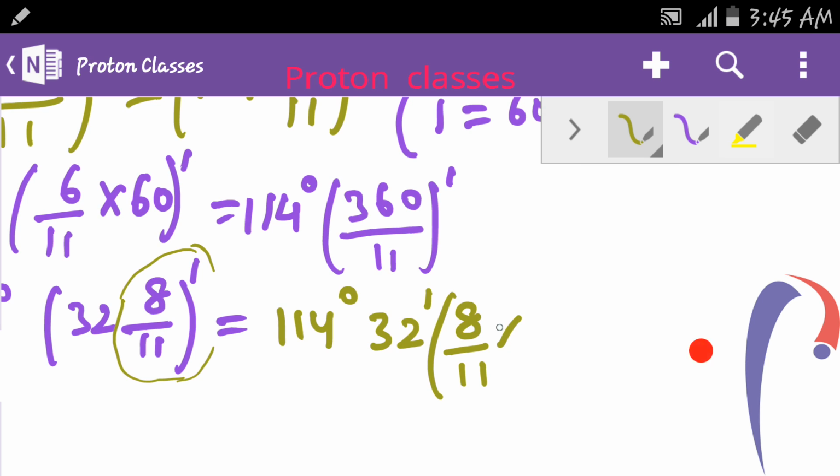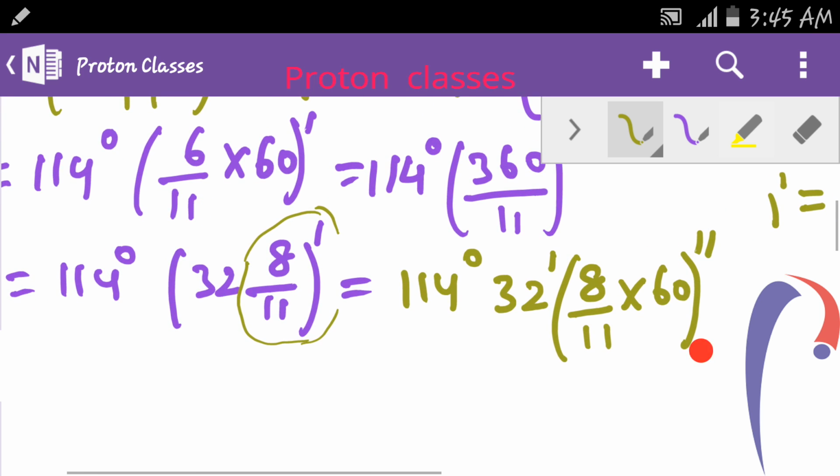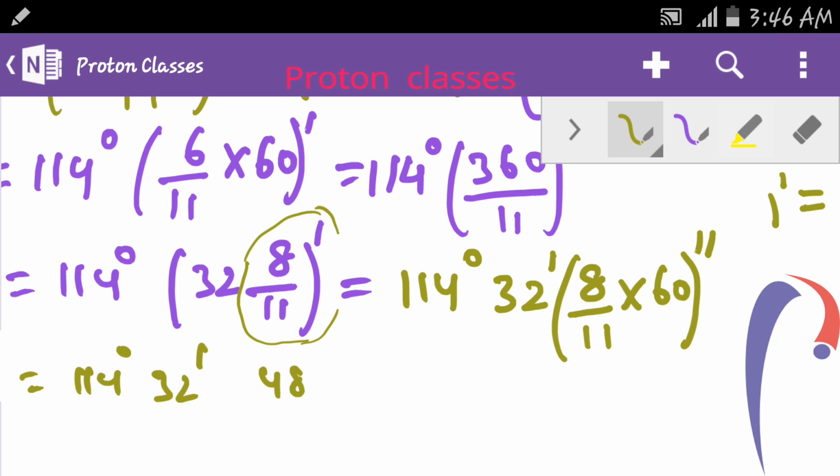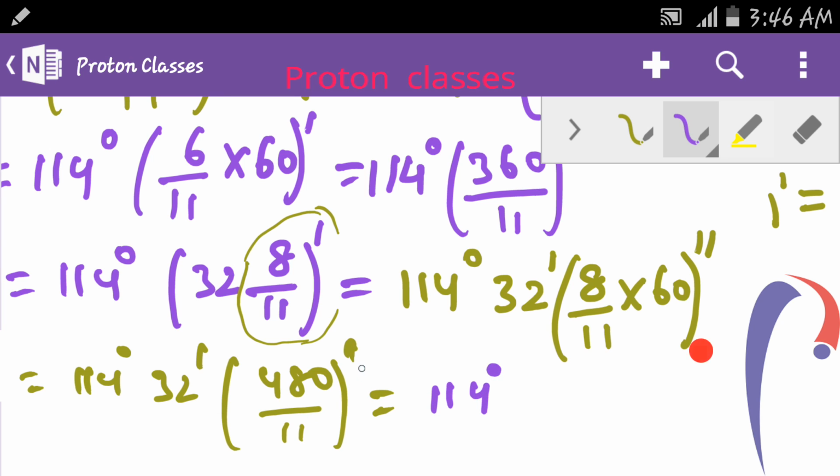Now we are converting it into seconds by multiplying by 60. Why? Because 1 minute is equal to 60 seconds. Fine. Now just multiply this: 114 degrees, 32 minutes, and 8 into 60 is 480 by 11 seconds. Now there is no smaller unit than seconds, therefore you just divide and convert it into decimals.